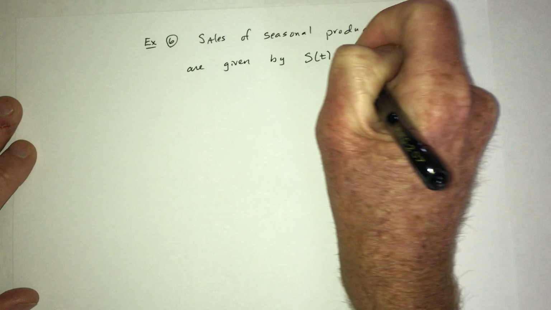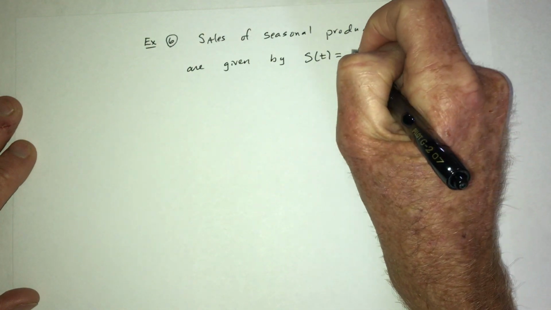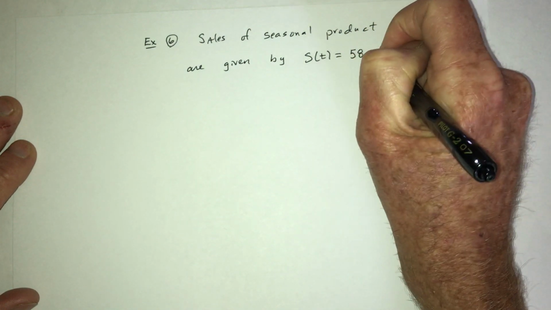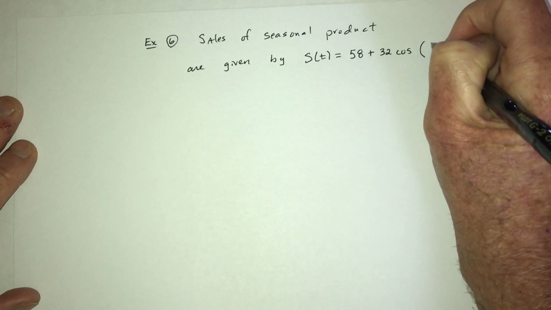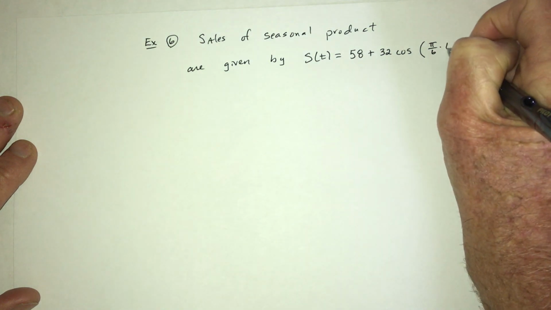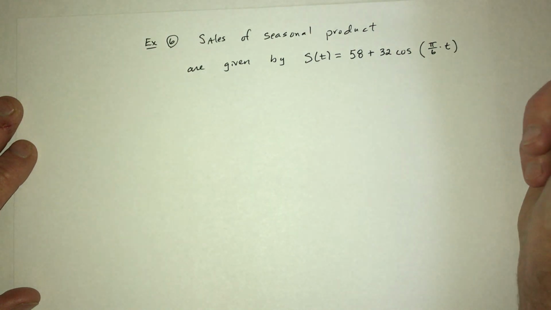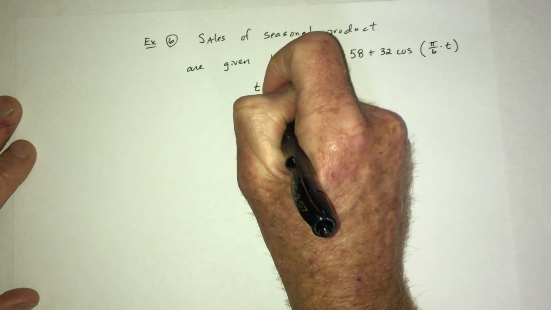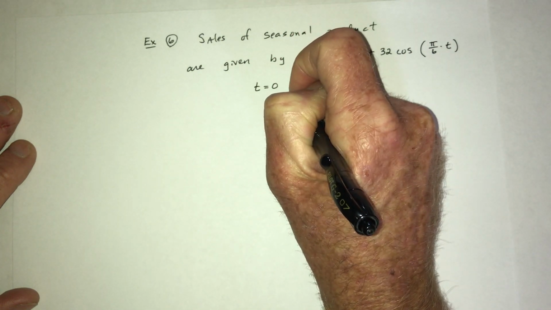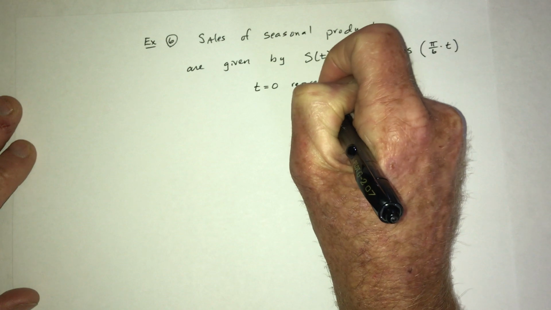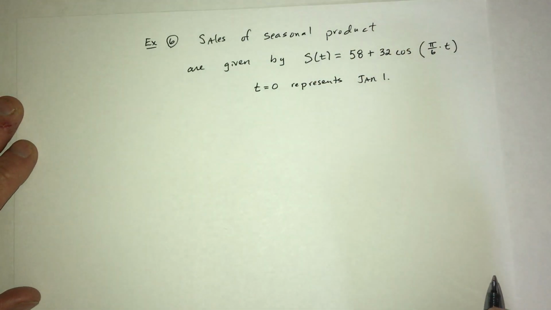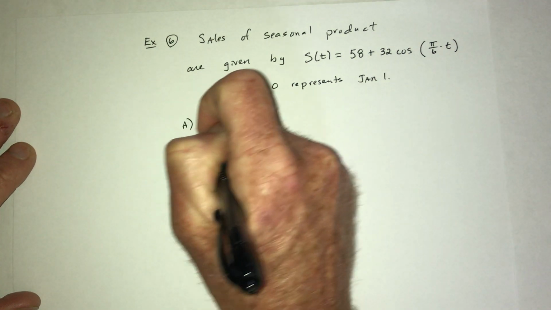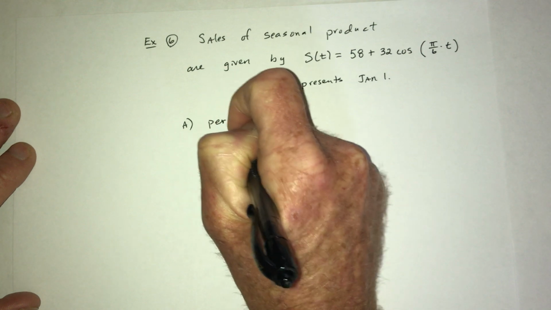sales at time t are equal to 58 plus 32 cosine pi over 6t. And then t equals 0 represents January 1st of any given year. Then part A, find the period and the amplitude.